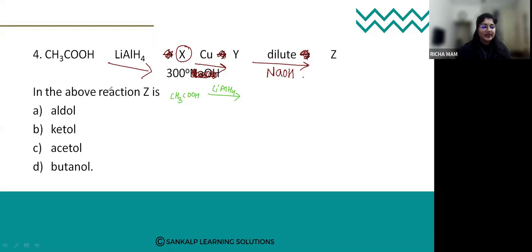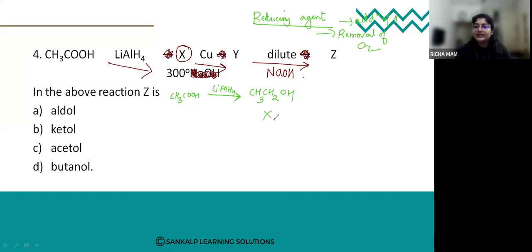So after treating your acetic acid with lithium aluminum hydride, what is the role of a reducing agent? Reduction is addition of hydrogen and removal of oxygen. So these two oxygens are removed and two hydrogens are added. So what I'm going to get is CH3CH2OH. What I got is ethanol, right?